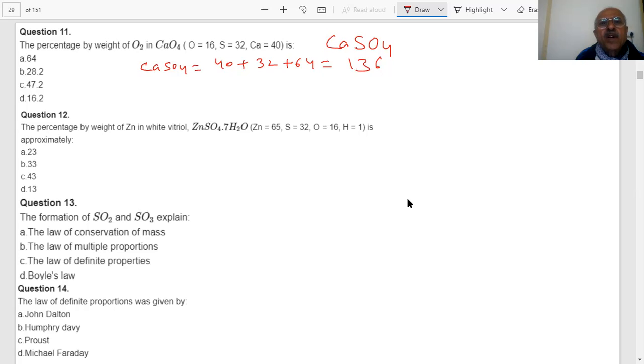136 grams per mole. Okay. So how much is oxygen? O2 means 2 into 16 divided by 136 into 100. What is the answer?